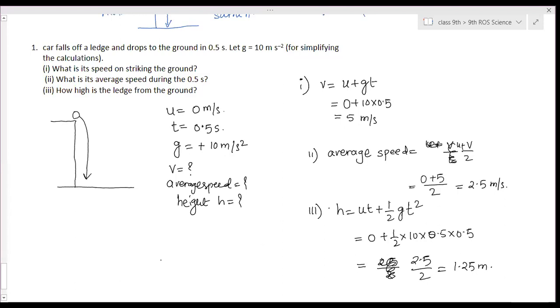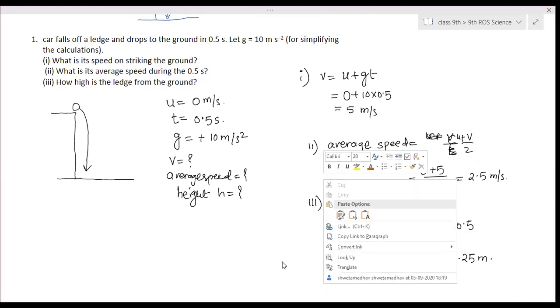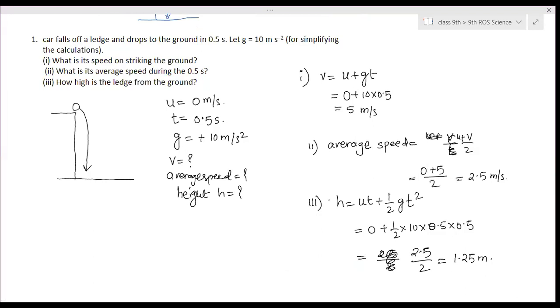Okay, clear? Yes. Ma'am, if the value of gravity is not mentioned, should we take it as 9.8? Yes, if it is not mentioned, you have to take it as 9.8.